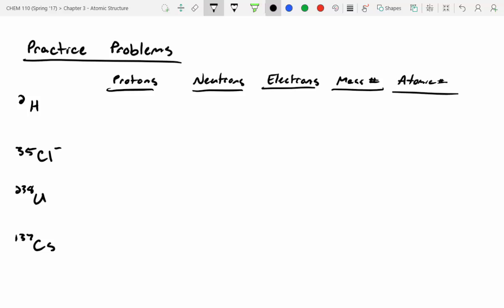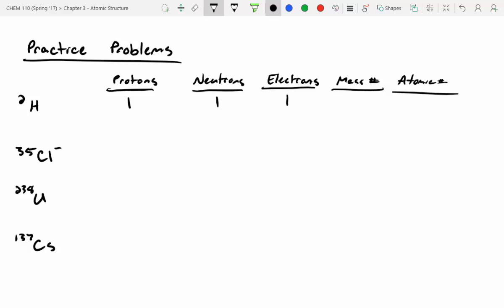Let's do the first one together. So hydrogen 2, how many protons does it have? 1. How many neutrons? 1. So 2 minus 1 means we've got 1 neutron. How many electrons? 1. This is getting boring.